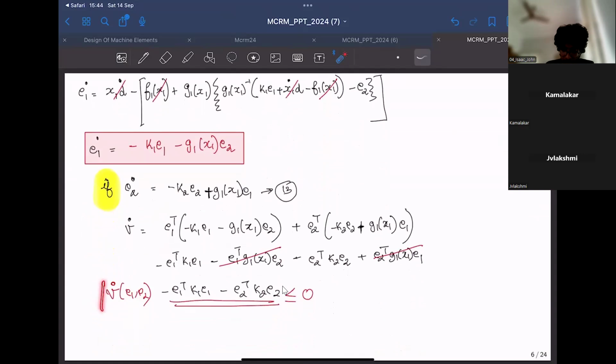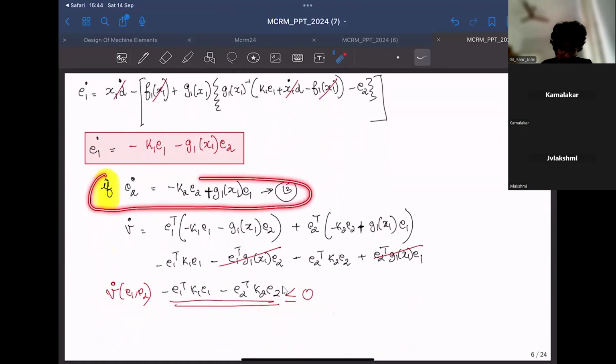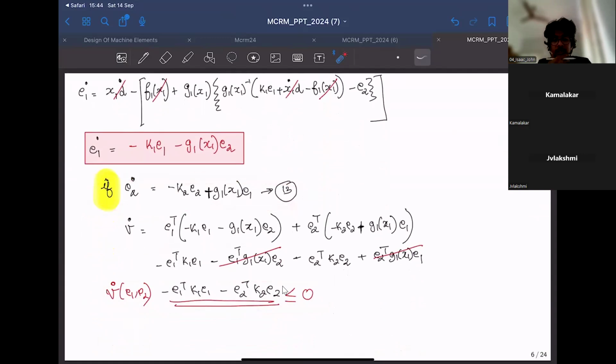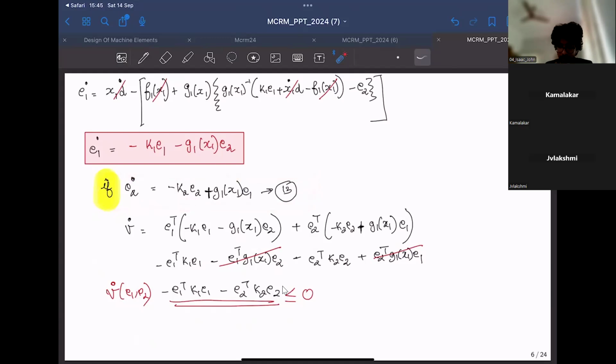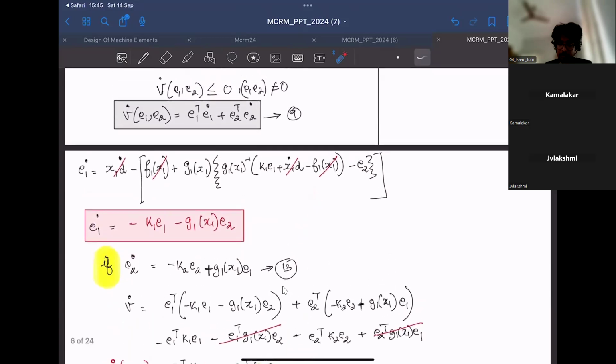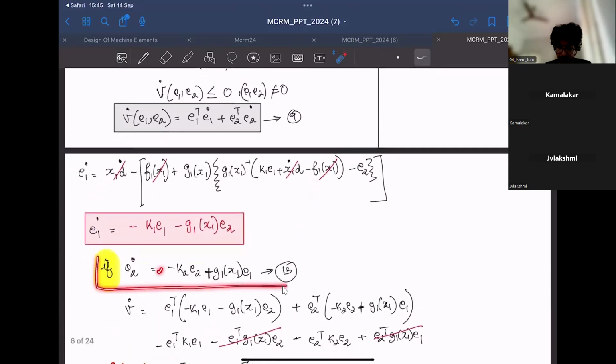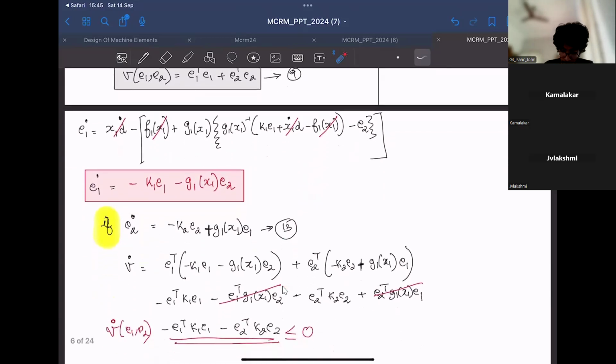So yeah, V dot is always going to be less than 0, so asymptotic stability is always going to be ensured. Our assumption, if E2 dot is as per equation 13, that assumption is going to be valid. It's properly valid. But then how can we make sure that E2 can be forced to this term? We can ensure that E2 becomes this term by forcing the second order subsystem using the control input U.